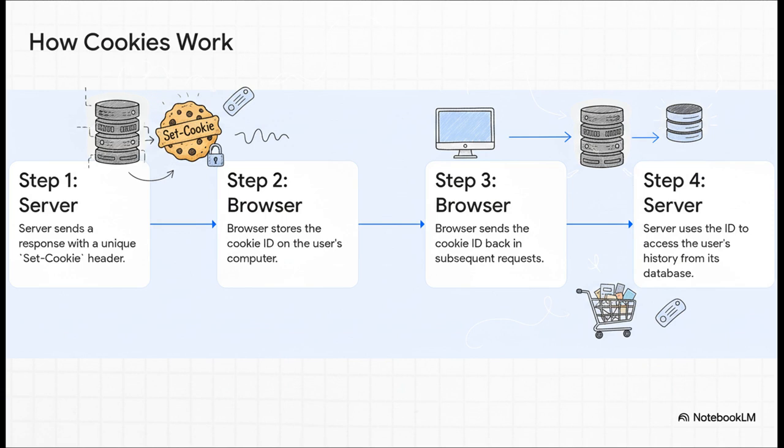The very first time you visit a site, the server sends back a little message that says, set cookie, and it hands your browser a unique ID number, like a digital name tag. Your browser saves that tag. Then, from that moment on, every single time you talk to that server, your browser shows it the name tag. The server then uses that ID to look you up in its own database and go, oh, right, I remember you. You're the one who had those shoes in your cart.